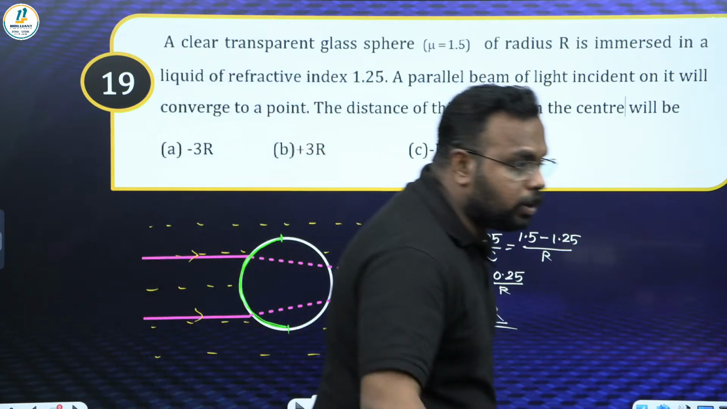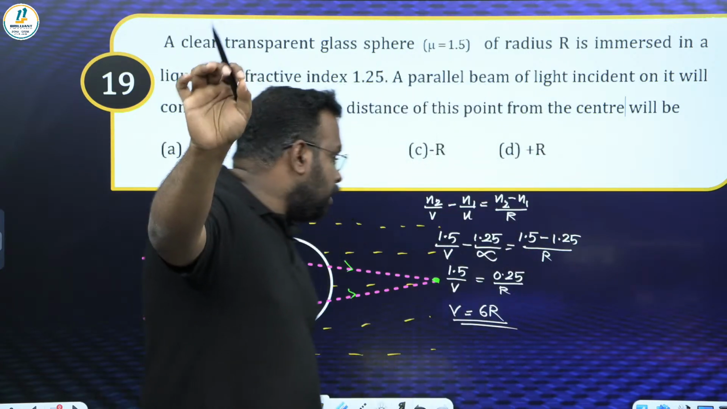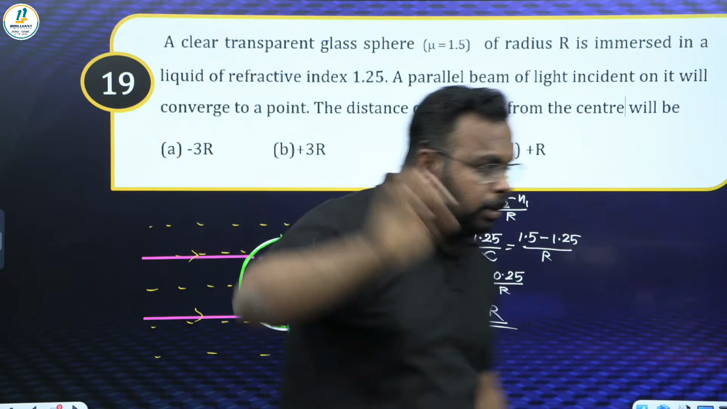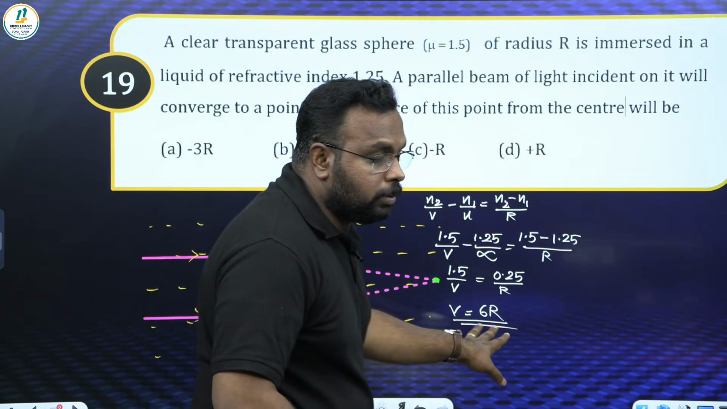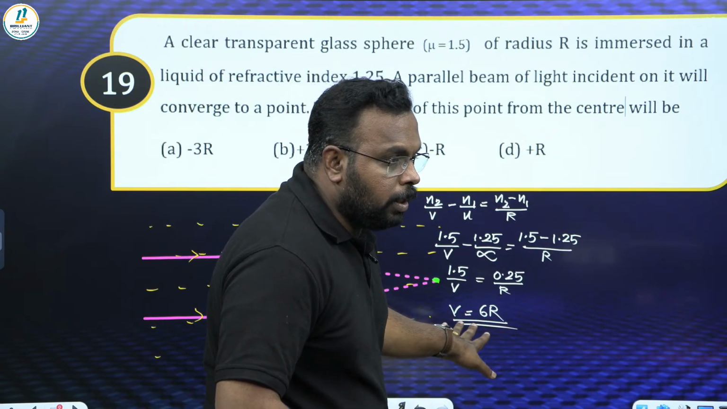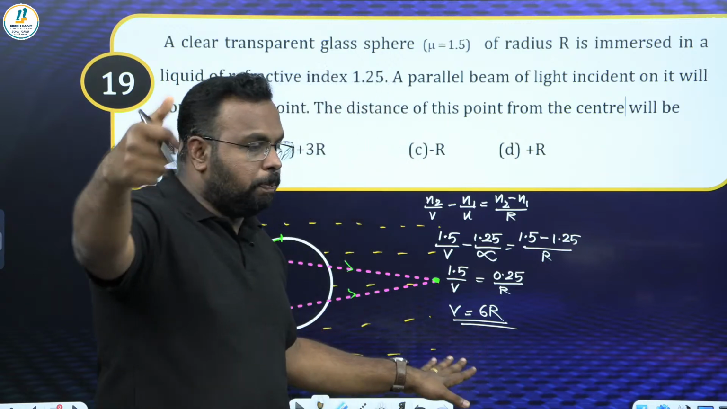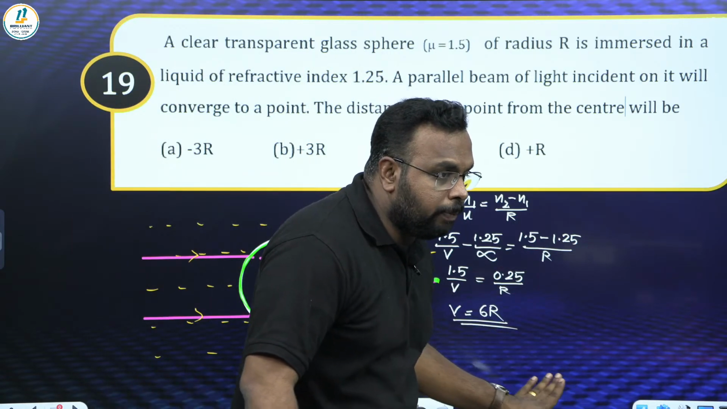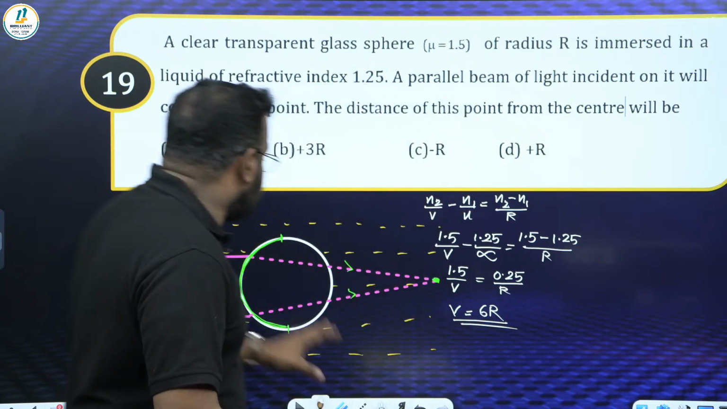Is that clear or not? Is that part clear? Please comment. This 6R part is okay or not? Then only I can go to the next step. I am waiting for your comments. Is it okay? Yes. So we got 6R.